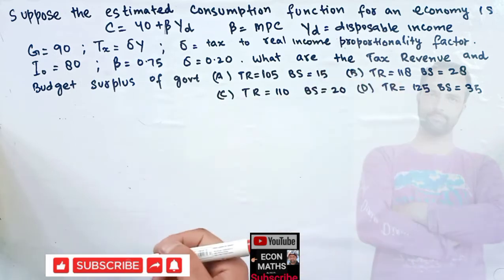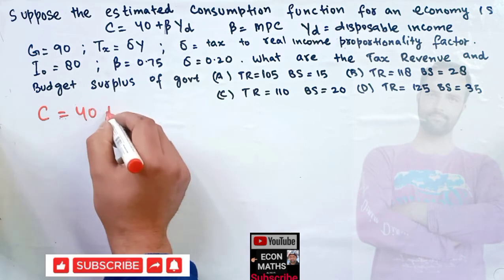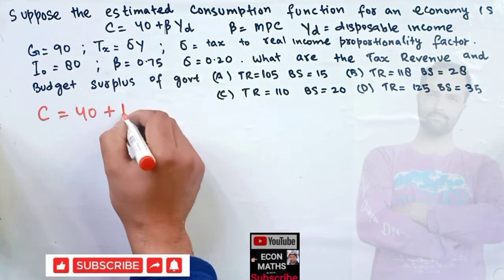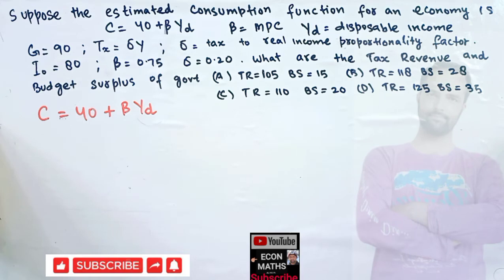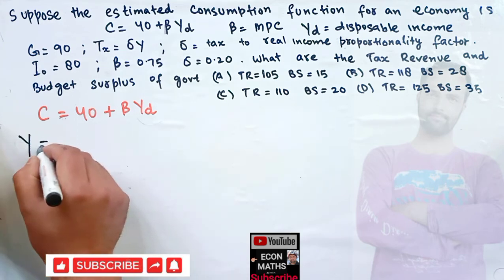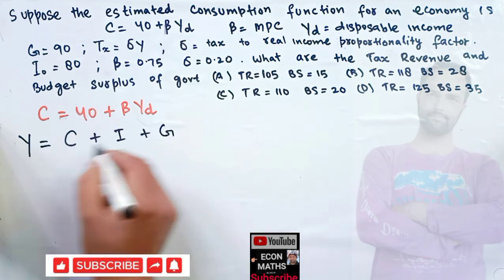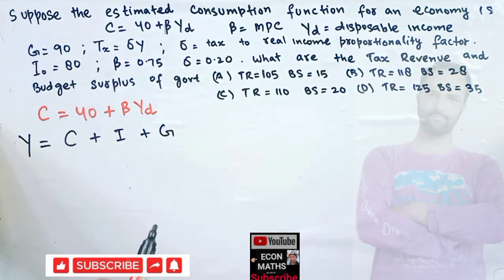The solution to this question: we are being given the consumption function C is equal to 40 plus β Y_D. This is our consumption function, and we are also being given the values of the variables here. What is our national income GDP equation? Our GDP equation looks like this: Y is equal to C plus I plus G. So consumption plus investment plus government expenditure should be equal to our total income.